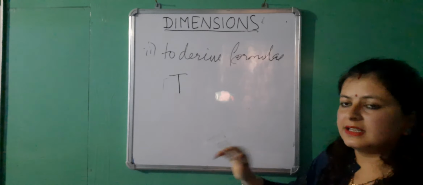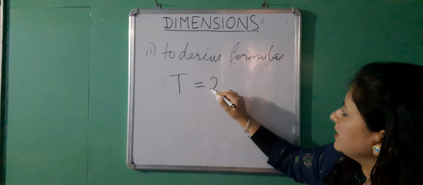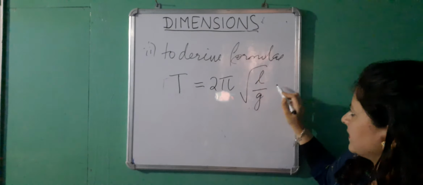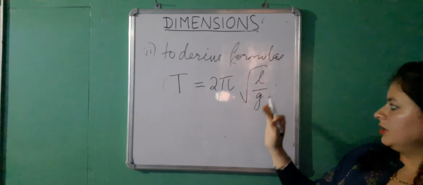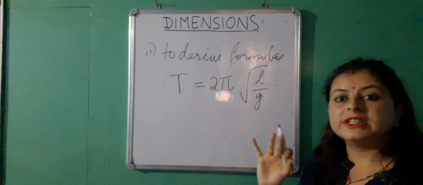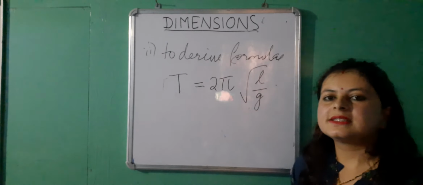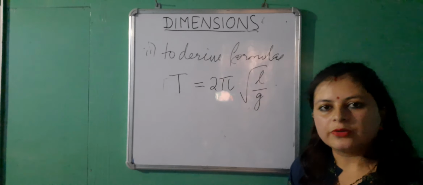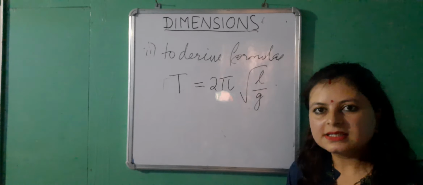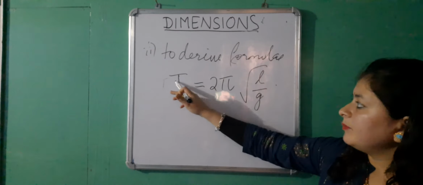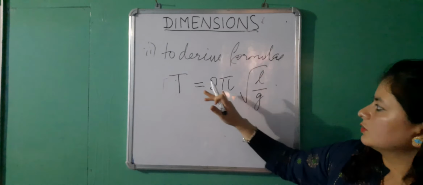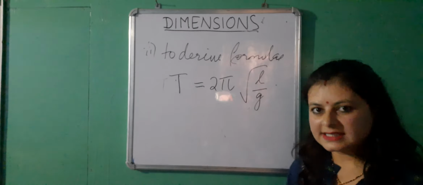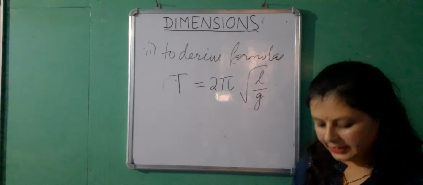Using dimensional analysis, it was found that time period is equal to 2 pi under root L by g. We knew it depends upon L, we knew it depends upon g, but we didn't know to what powers this L and g were to be raised. But after doing dimensional analysis, it has been found that the formula for time period is equal to 2 pi under root L by g. So that is the second use of dimensional analysis.